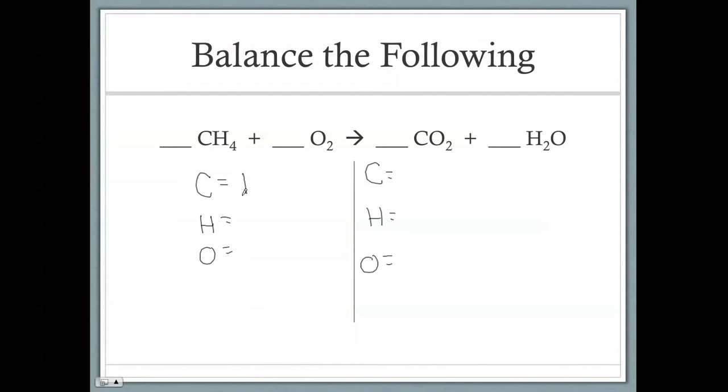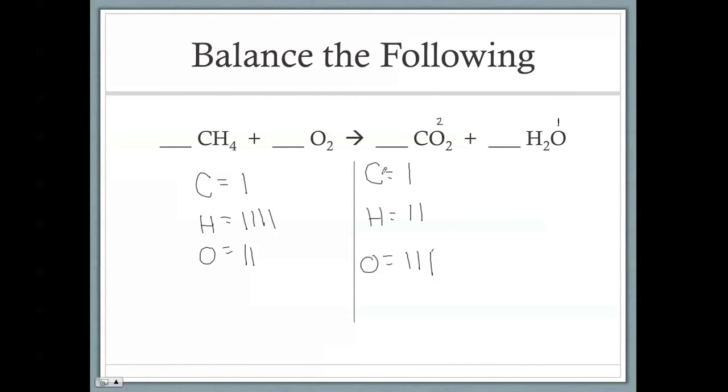I have 1 carbon on the left. I have 4 hydrogen on the left, and I have 2 oxygen. And then on the right, I have 1 carbon, I have 2 oxygen, and I have 1 here. I'm going to add them together. We never want to write them separately because that will definitely throw you off. So I have 3 total oxygen, and then I just have 2 hydrogen. Okay, so let's go ahead and balance them.